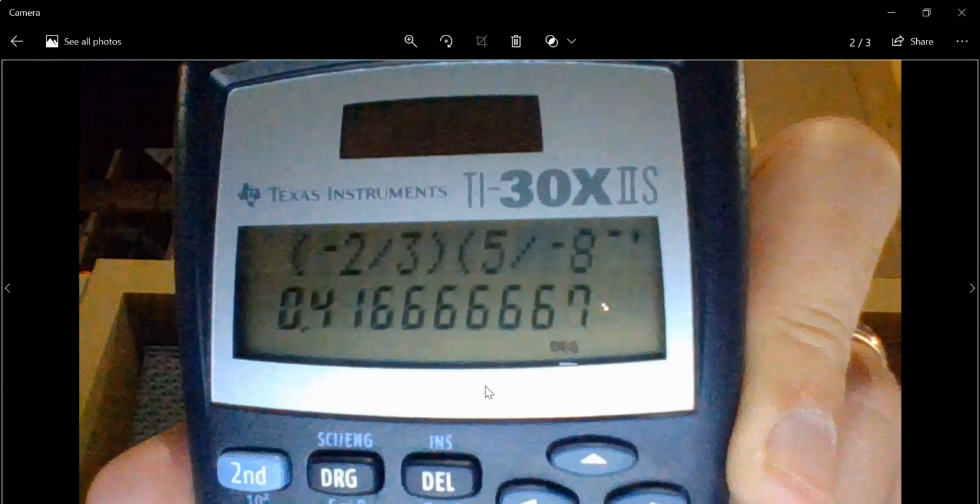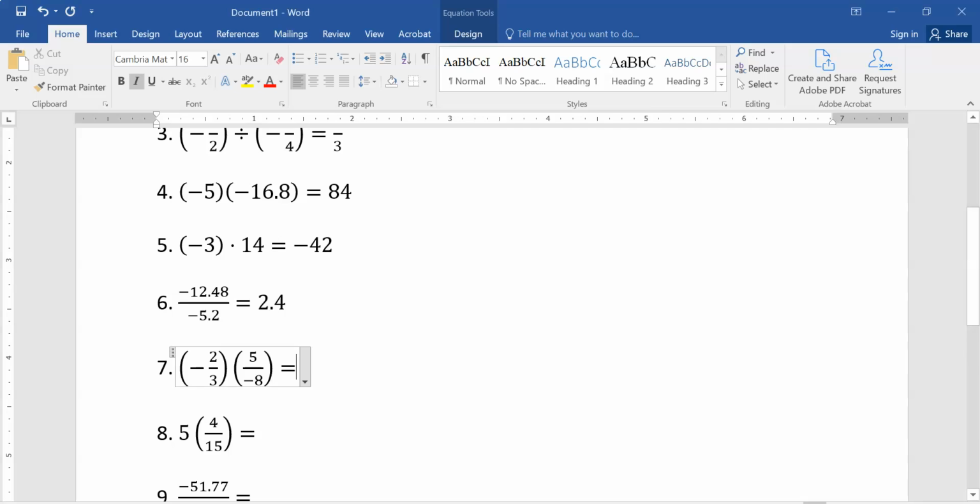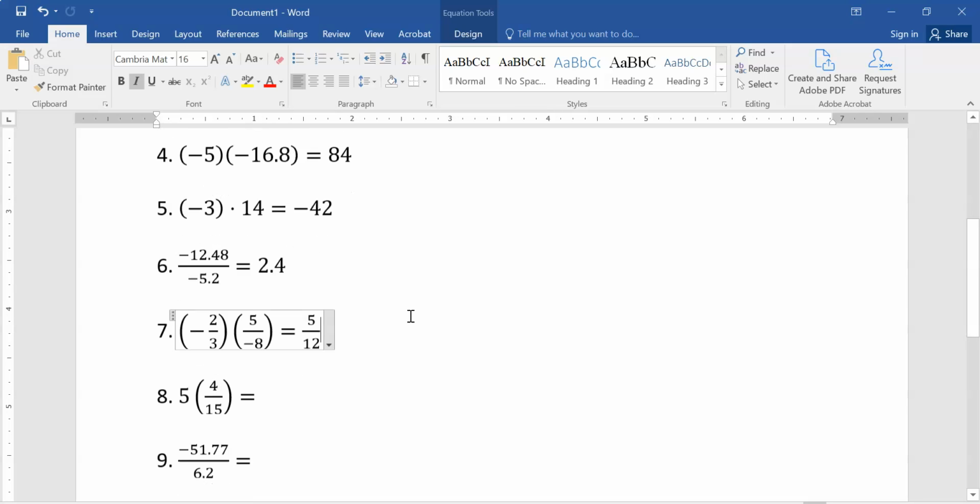So that decimal right here is the decimal version of the fraction 5/12. So what I would do is I'd go over here and I'd say, well, the question started out with fractions. I'll probably end with fractions. I'll put 5/12. On both the homework and the test, it'll tell you whether to put your answer as a fraction or as a decimal.